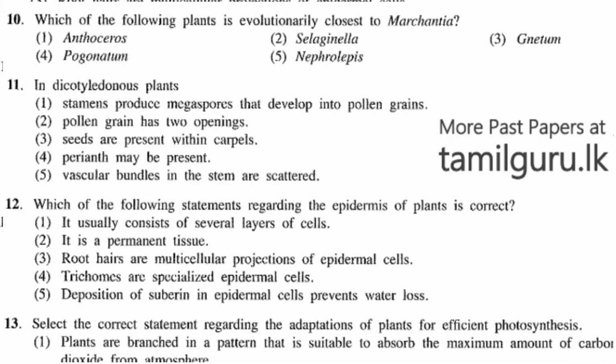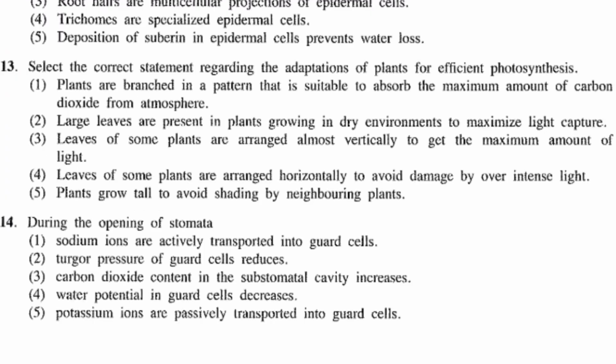Both are correct. The 13th question, select the correct statement regarding the adaptations of plants for efficient photosynthesis. First statement says plants are branched in a pattern that is suitable to absorb the maximum amount of carbon dioxide from the atmosphere. That is wrong. Branching does not have anything to do with the absorption of carbon dioxide. Second statement, large leaves are present in plants growing in dry environments to maximize light capture. That is wrong. In dry environments, the plants will have small leaves to minimize water loss.